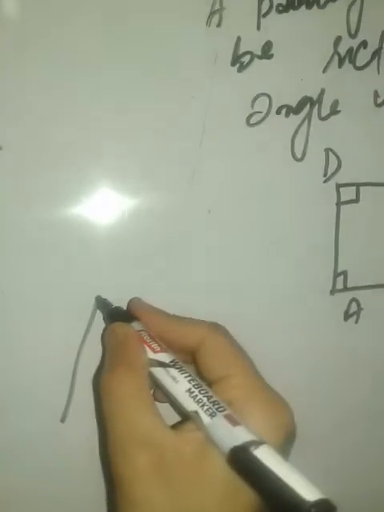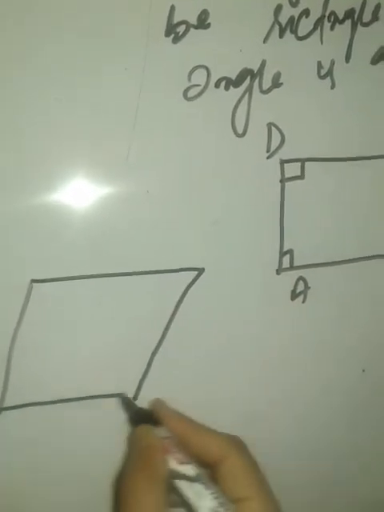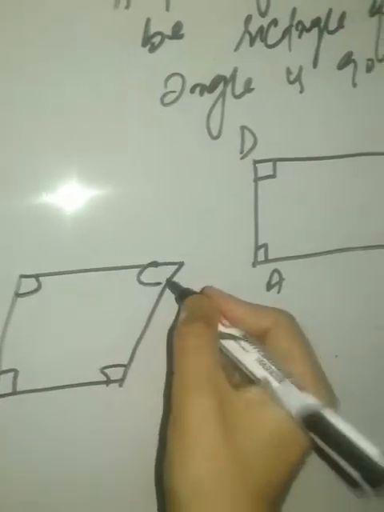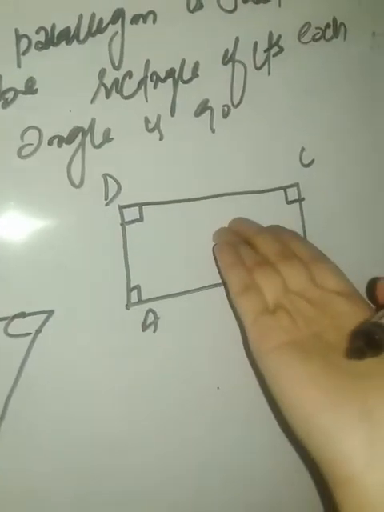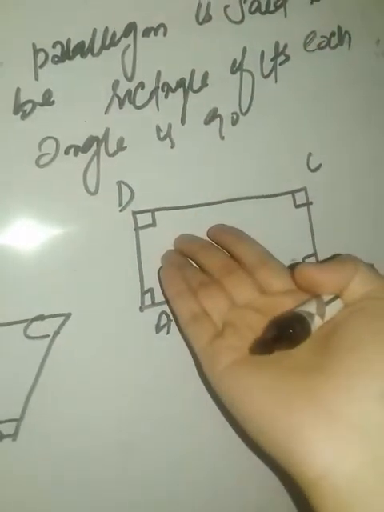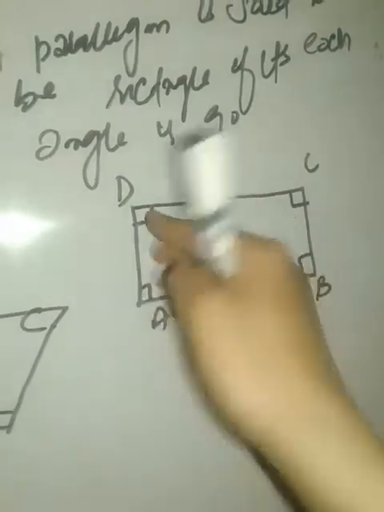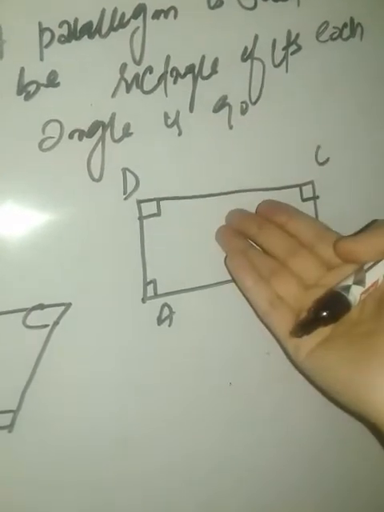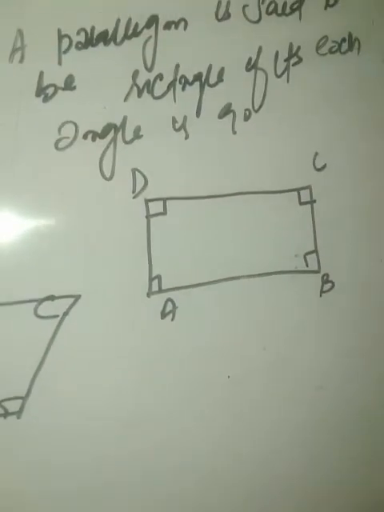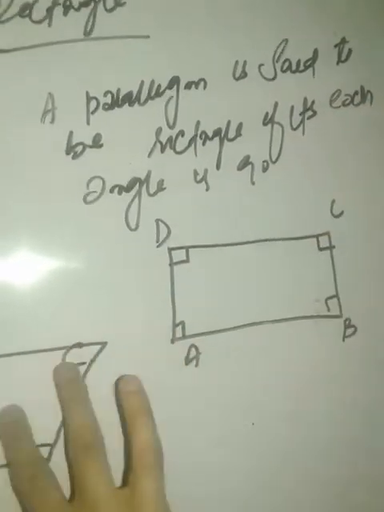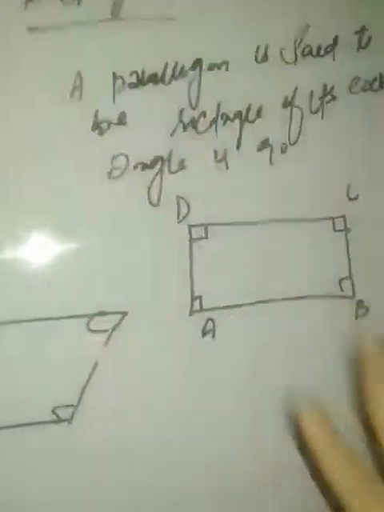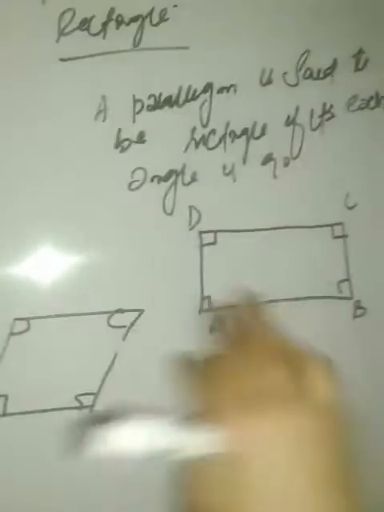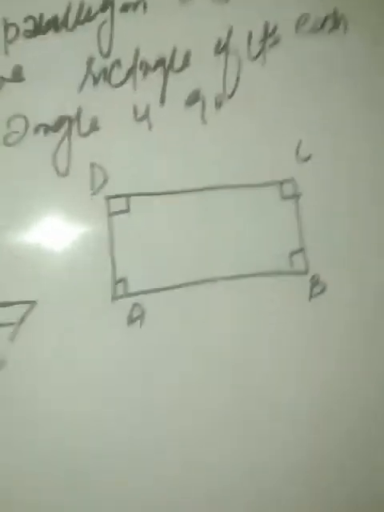Suppose you have a parallelogram here, say this is a parallelogram. It is not necessary that each angle should be 90 degrees, but suppose you have a rectangle here. Whenever you hear the rectangle, each angle is 90 degrees. It is the definition, but at the same time this is a parallelogram. So we can say that every rectangle is a parallelogram, but every parallelogram is not a rectangle. So in this figure, ABCD is a rectangle. Hope you will get this concept.